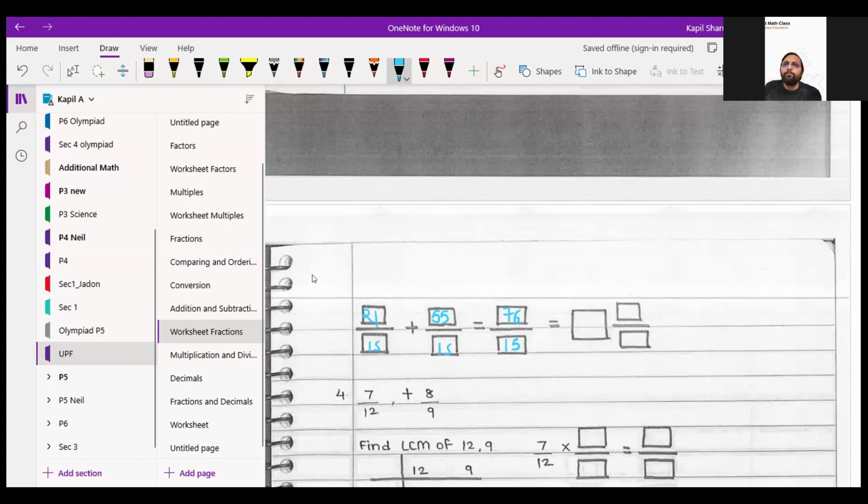Prachi? Parth, Swastik, quickly convert this into a mixed number. 76 upon 15.